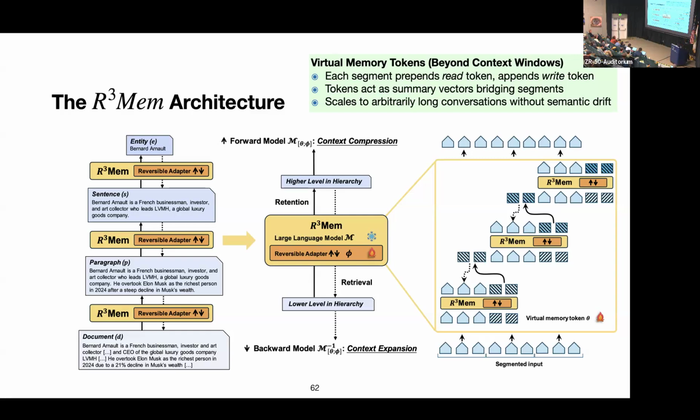And we also designed what we call the memory token. For each segment, you prepend a read token and append a write token. This helps you compress the context into a condensed memory token. So in this case, you're not forgetting information, right? It helps us scale to arbitrarily long conversations without semantic drift. You can consider it like the CLS token in the BERT network. In BERT, you have the input of one or two sentences, and the first token represents the whole sentence. So this is a similar idea.